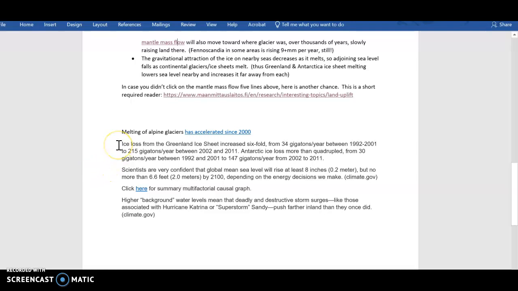And one of the things that's happened is ice loss from the Greenland ice sheet increased sixfold from 34 gigatons a year to about 215 gigatons a year between 2002 and 2011, I mean. Antarctic ice loss more than quadrupled from 30 gigatons a year up to 147. These are enormous changes. This is not linear at all. Scientists are very confident that global mean sea level will rise at least 8 inches, but no more than 2 meters by 2100, depending on the decisions that we make, okay?